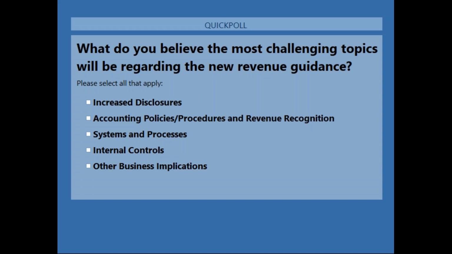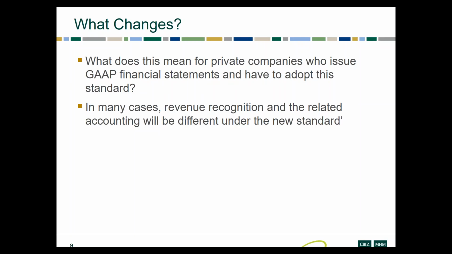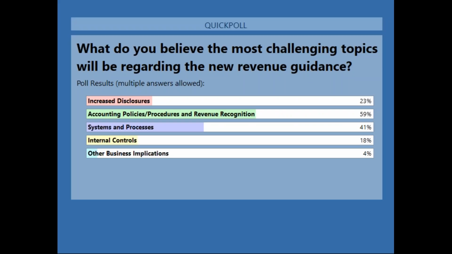All right, I'm going to go ahead and close that and gather our results. So we have 60% believe that the accounting policies and procedures and revenue recognition rules will be the greatest impact. And then we have 41% with systems and processes. I like that answer as a systems person. 23% with increased disclosures, and 20% with internal controls. Only 4% of you selected other business implications. Hopefully my spiel earlier will let you decide that later.